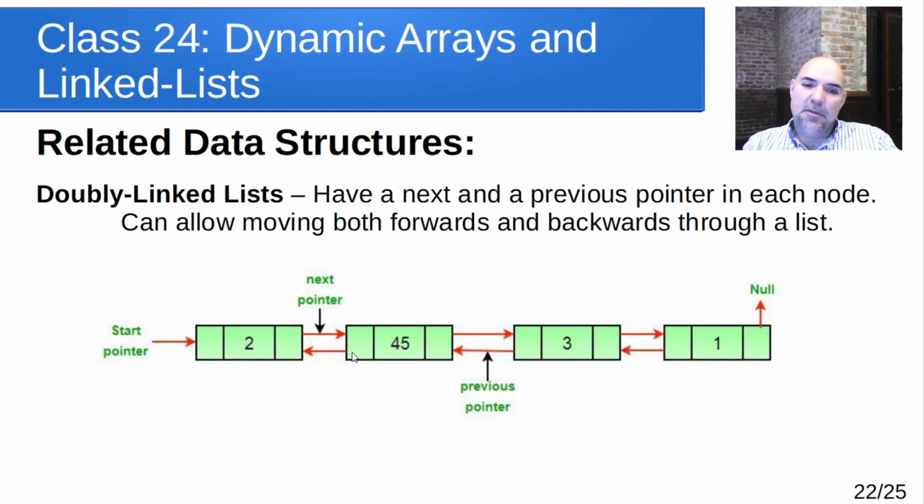So that gives us the ability to go not just forward, but also backward through a particular list, which can sometimes be really useful. But it also takes a little more memory because we have to have another pointer stored in here.